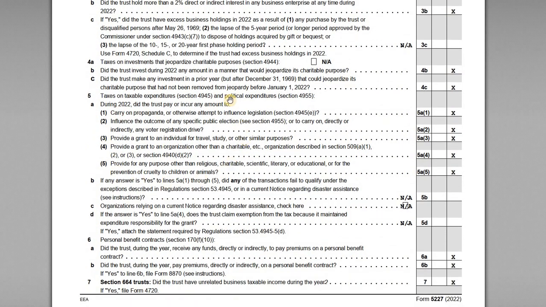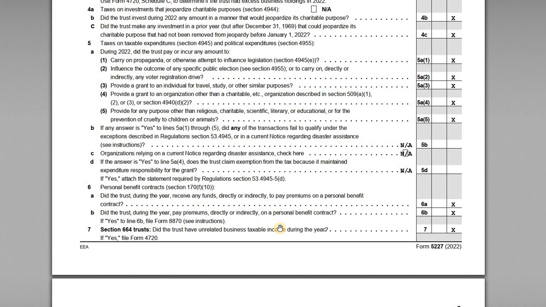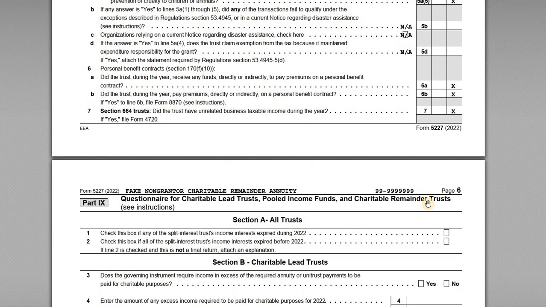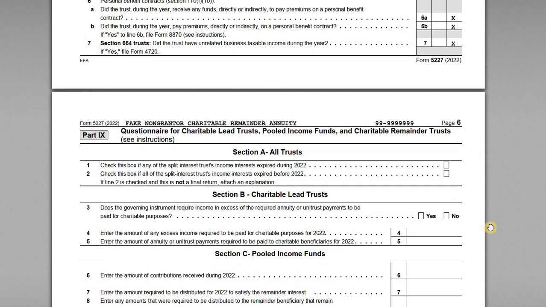Other issues down here, very important, right? Taxable expenditures. So don't get involved in propaganda. Don't get involved in trying to influence public elections, right? These are things that the IRS does not like when trusts get involved in these kinds of activities. Okay, and the last one, very important, right? Section 664 trust, that's us. Did the trust have any unrelated business taxable income during the year? No, right? So if we had an investment in, let's say, a pass-through entity, we got a K-1 from a partnership, maybe we might have some UBTI. We might have to file a tax return and pay some tax on that.